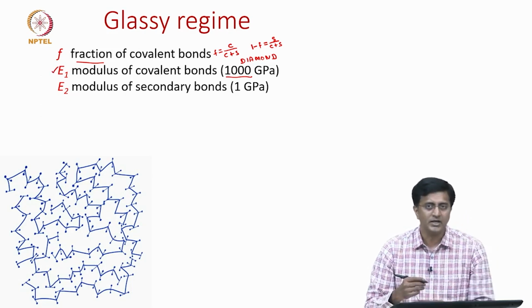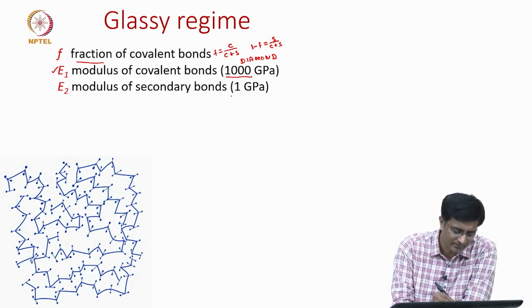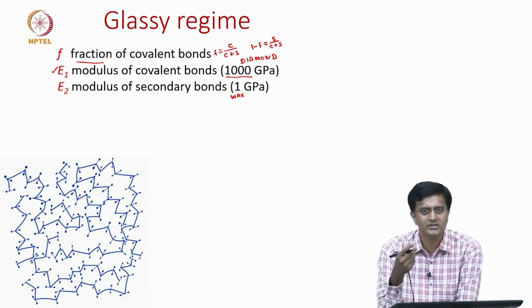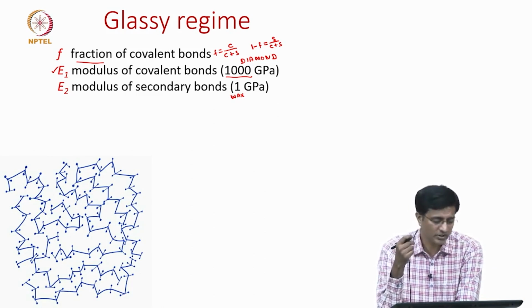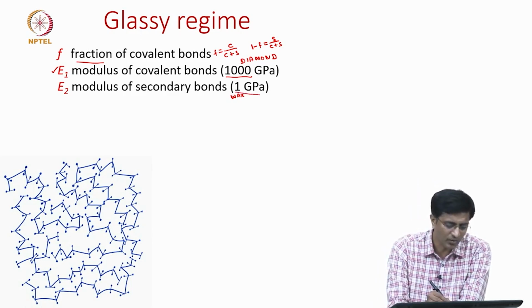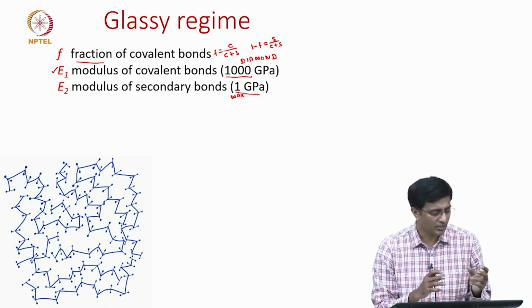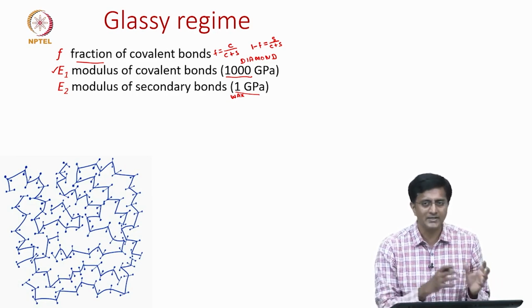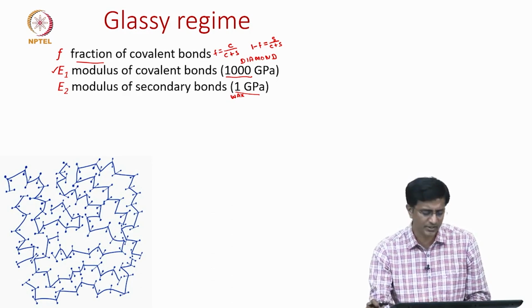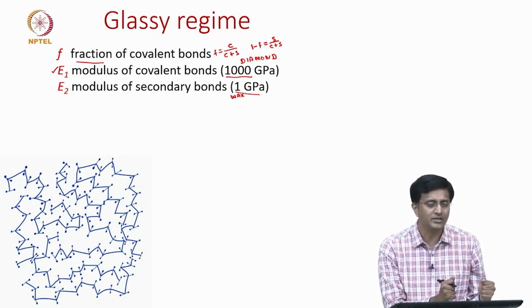But the other extreme is an example where we find only secondary bonds and either zero covalent bonds or very few covalent bonds. The example for this is paraffin wax, the wax used in candles or even in crayons. These are made from a petroleum product, but they are mostly secondary bonds, which is the reason why they are very soft. For these, the E2 value is about 1 gigapascal. Now, we have defined this fraction of covalent bonds, and we have E1 and E2 for the covalent bond modulus and the secondary bond modulus. Now, let us see, if I have a polymer like this and I apply a load, what will be the strain in this polymer.